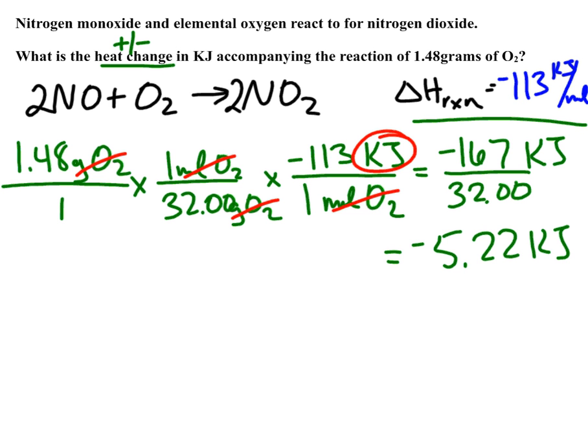Okay. So remember, if I just said, like what's the amount of heat that was released, then you would just say 5.22 kilojoules. But if I ask you for heat change, then you need to make sure you put the symbol in there, and you need to put the symbol at the beginning or during the initial setup of the problem. That way, it'll always carry over into your final answer. So my final answer, negative 5.22 kilojoules.